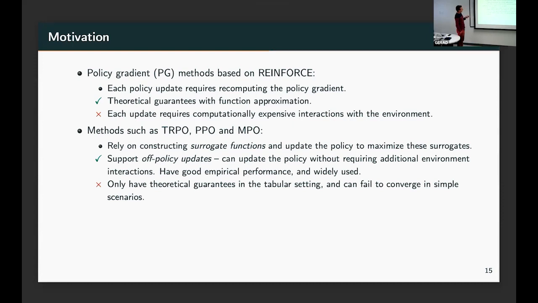And again, TRPO, PPO, MPO, which are, I think, trust region policy optimization, proximal policy optimization, and M policy optimization. Forgot what the M stands for. And these ones don't have any theoretical guarantees. Well, they only have them in the tabular setting. And you can see actually these methods do fail in practice if you're not careful about the hyperparameters.